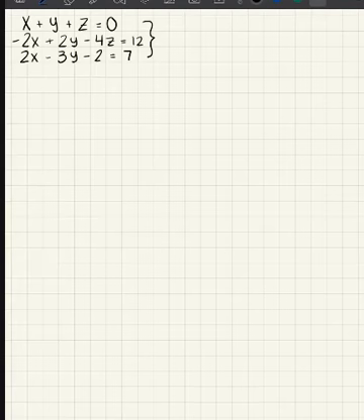I've got one more 3x3 system for you here. I will go through it just the same way that we always do, with the colors and the highlight and all of that good stuff. Let's switch that to red so we can start there.